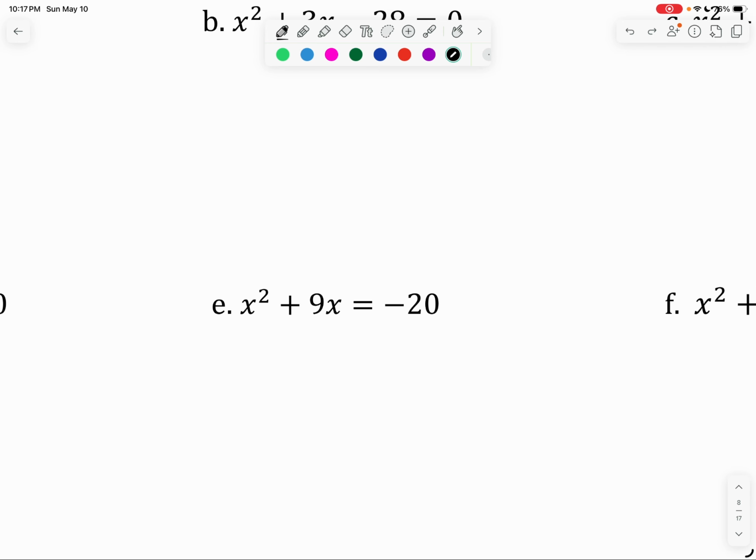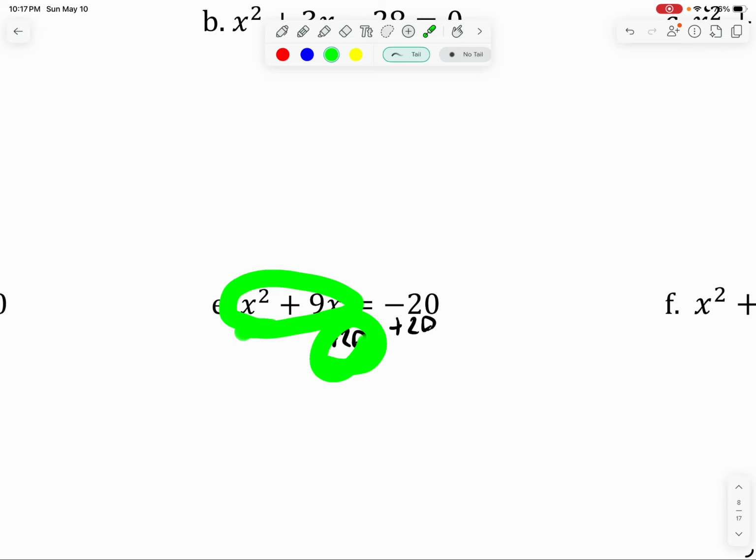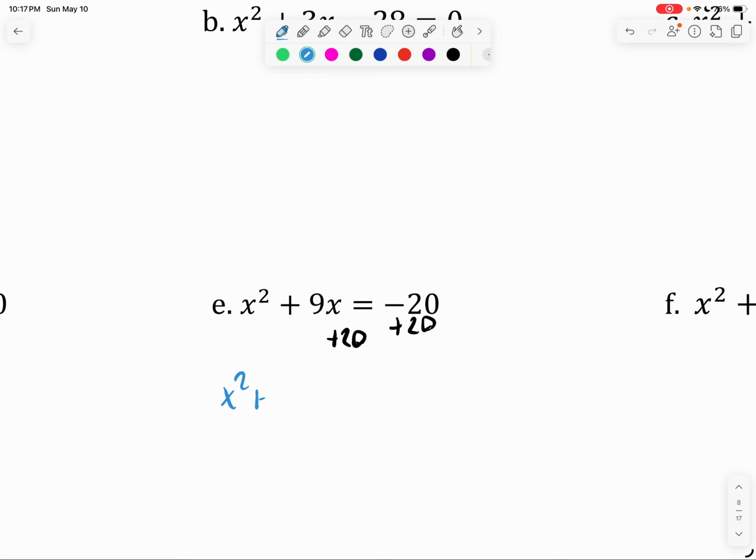X squared plus 9x plus... equals negative 20. Well, I want this to equal 0 because if it equals 0, I can factor it, and I know that one of those factors has to equal 0. So to get this to equal 0, I need to move that over. So I'm going to add 20 to both sides. There's no other numbers like just 20. This is x squared, that's 9x, 20 I just put on the end. So I end up with x squared plus 9x plus 20 equals 0. And that's the form that we want.